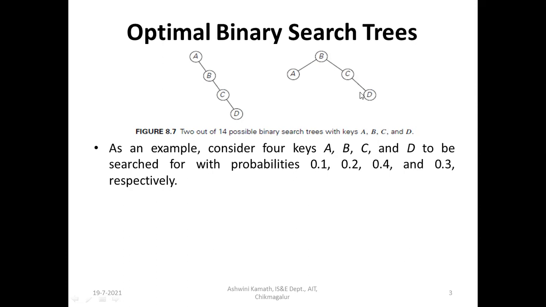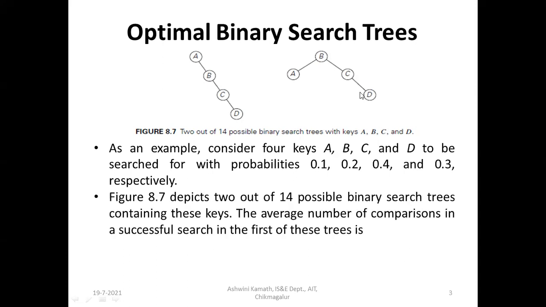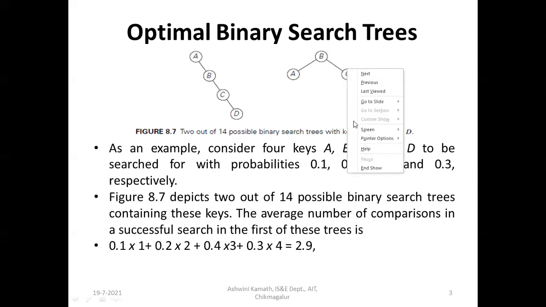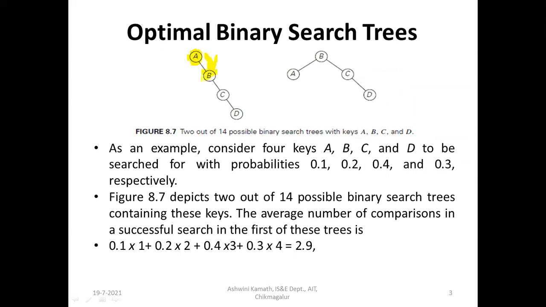Among those 14, here they have given 2 binary search trees. So here it depicts 2 out of the 14 possible binary search trees containing these 4 keys. Consider the first one for the average number of comparisons in a successful search. If you want to search for A, how many comparisons are required here? 1 comparison. To search for B, how many comparisons? 2 comparisons. First we search A, then go to the right, search B.